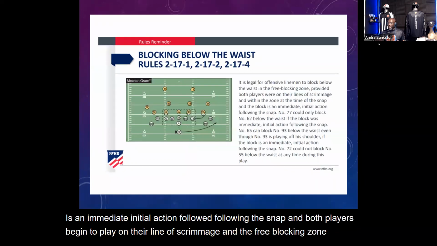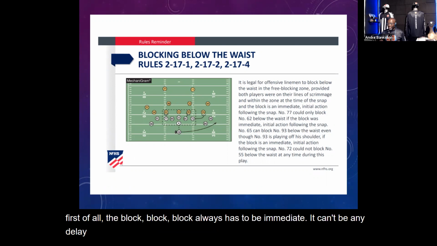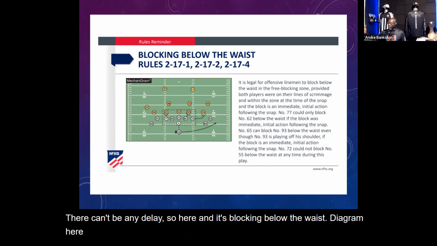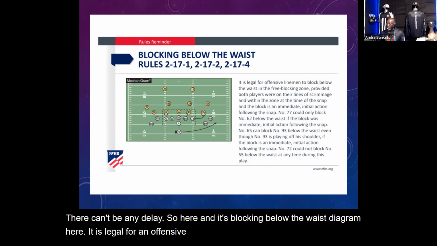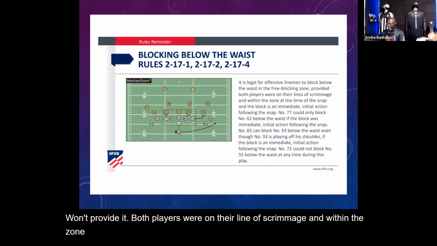So first of all, the blocking below the waist has to be immediate. It can't have any delays. Once the ball is snapped, it has to be initiated. There can't be any delay. So here in the blocking below the waist diagram, it is legal for an offensive lineman to block below the waist in the free blocking zone, provided both players were on their line of scrimmage and within the zone at the time of the snap, and the block is immediate.